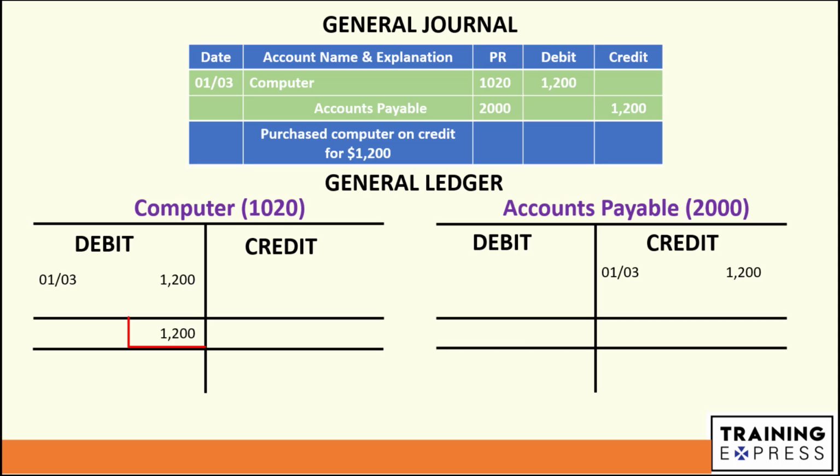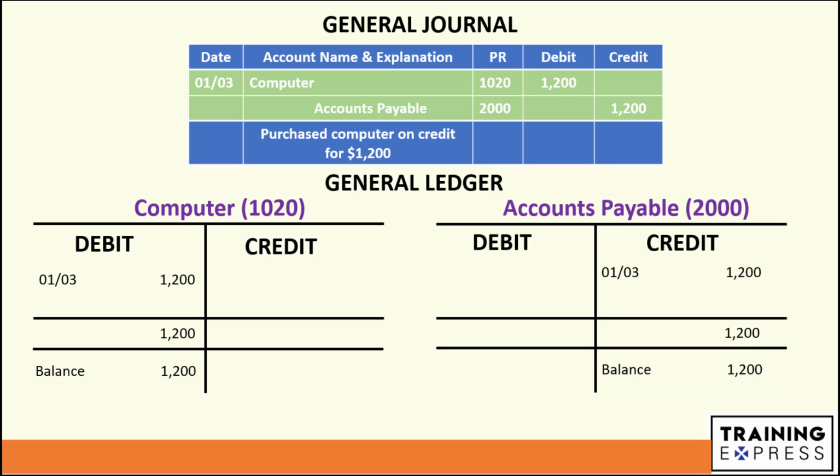Now this is the time to balance each of these ledgers. So let's total the debit side of the computer, which is $1,200. There is nothing on the credit side, so we can easily obtain our ending balance of the computer of $1,200. Now let's move on to the accounts payable account. There is only one transaction on the credit side, so the credit side total will be $1,200 and our ending balance will be a credit balance of $1,200 so far.